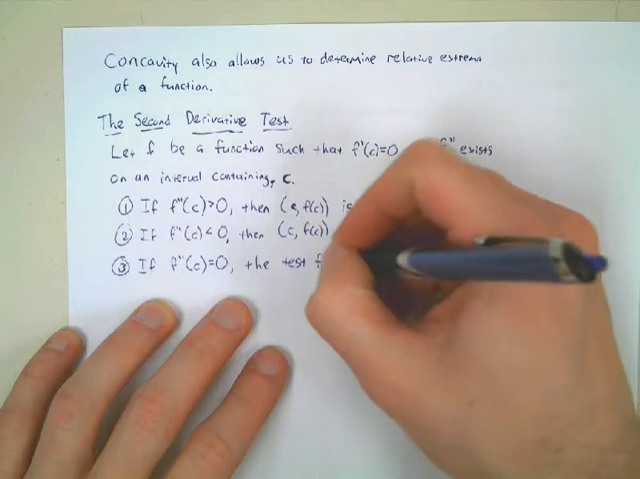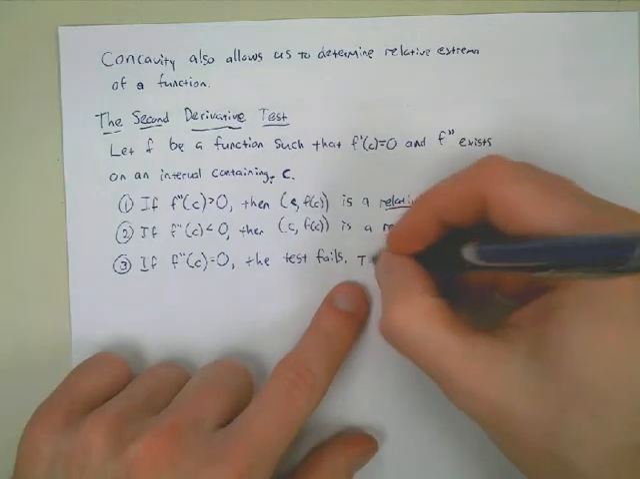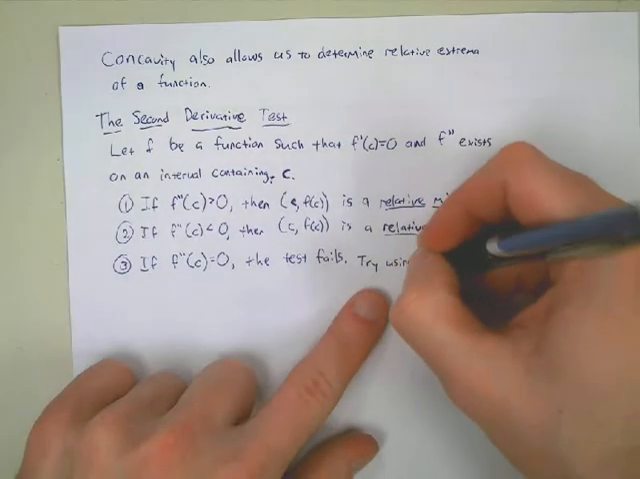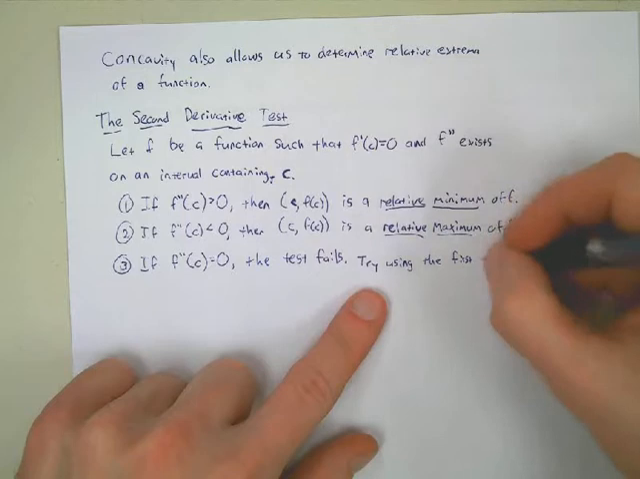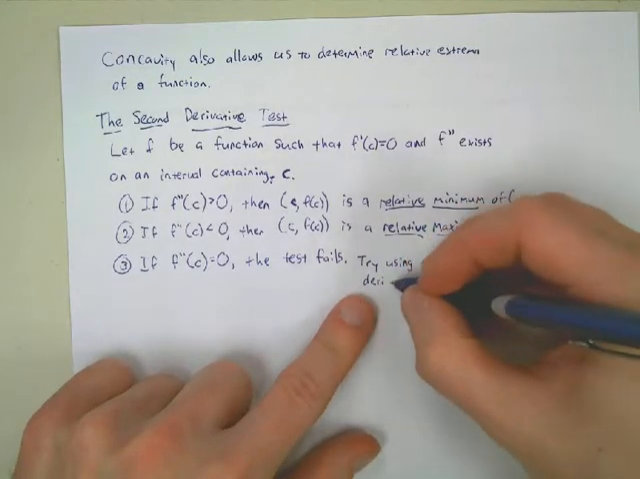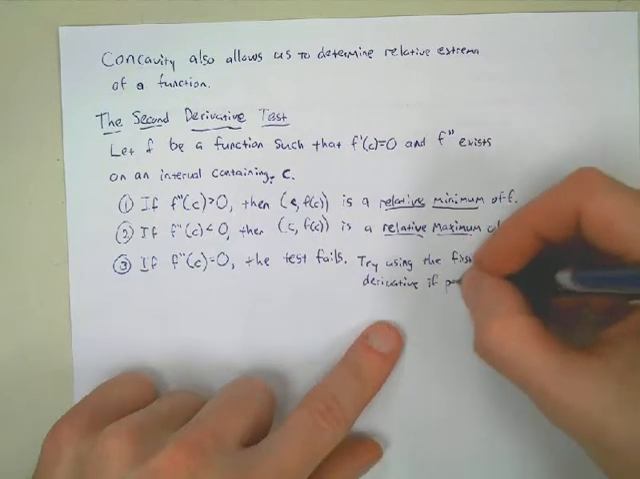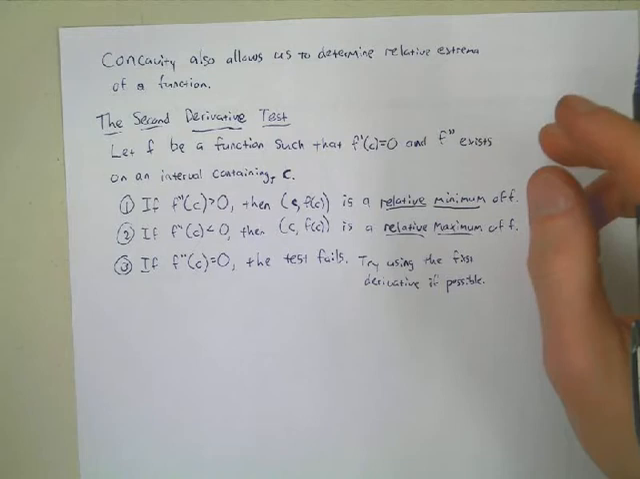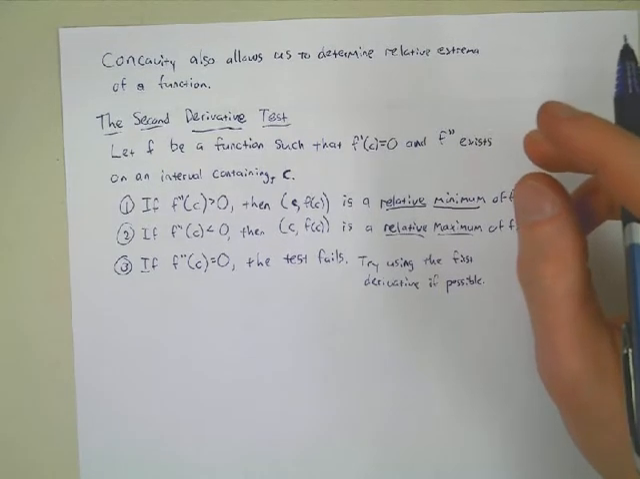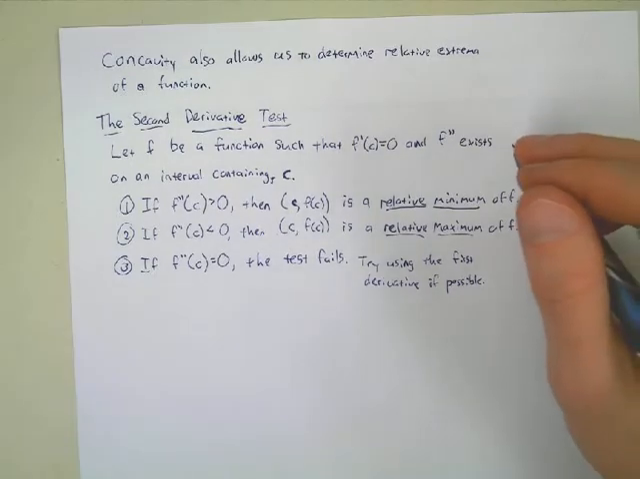All right, there's one more situation, right? We said if f prime prime of c is greater than 0, or less than 0. What if it equals 0? If f prime prime of c equals 0, though, that is possible. Okay, if that happens, the test fails. Inconclusive. Try using the first derivative if possible. So it could still have a relative extremum. Could be. We just don't know.